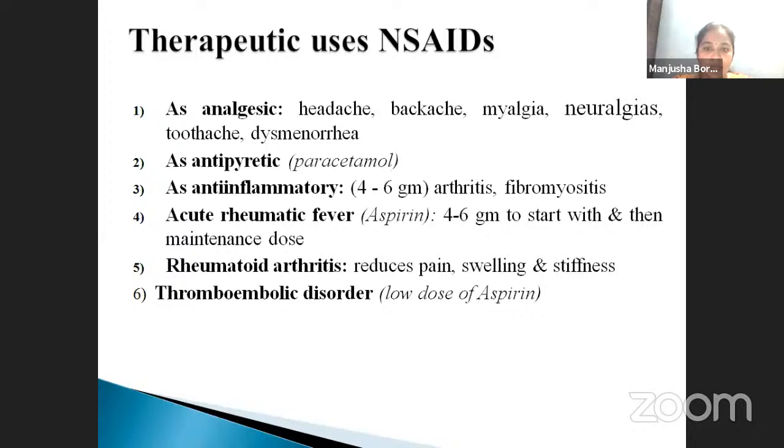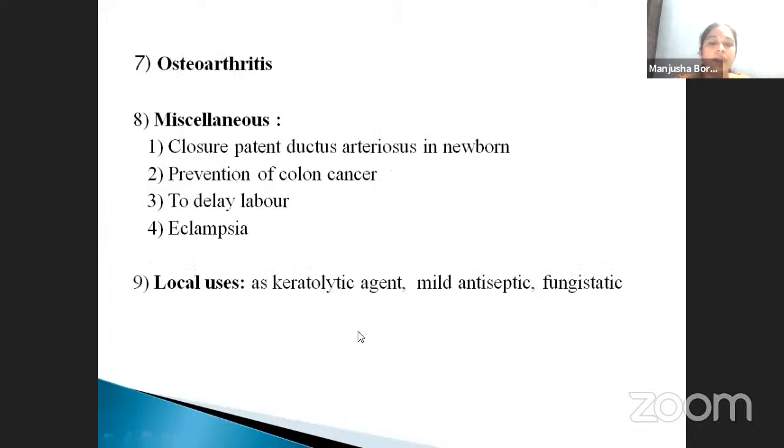The antiplatelet effect of low-dose aspirin can be used for prophylaxis of thromboembolic disorders like myocardial infarction and transient ischemic attack. In this case, low-dose aspirin is preferred because it produces the antiplatelet activity. In osteoarthritis, aspirin is considered a second-line drug, and paracetamol can be preferred for this condition.